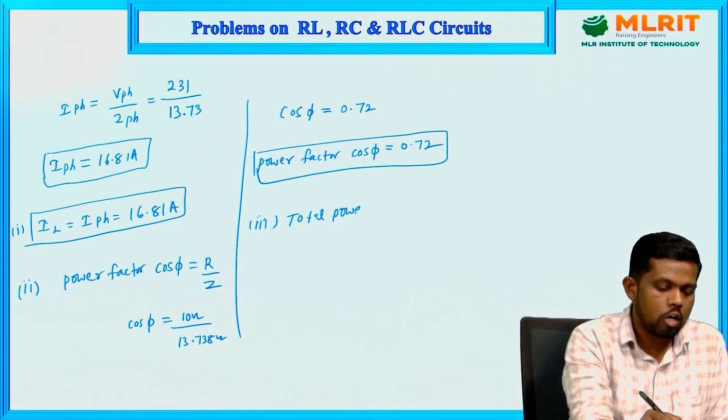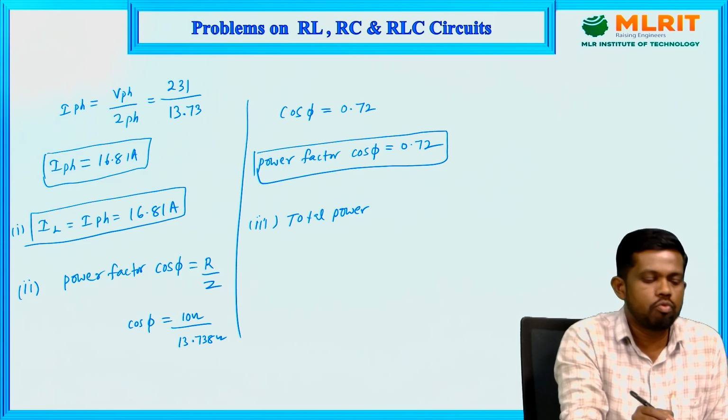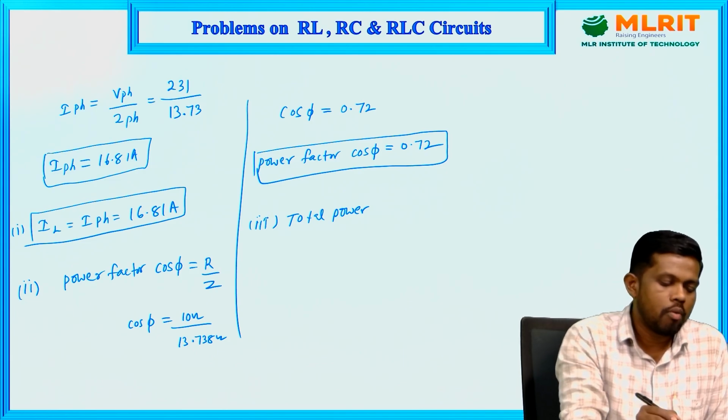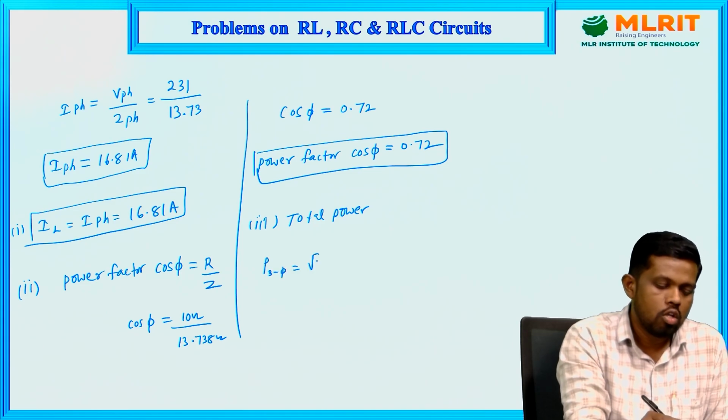Total power. Before getting the total power, we need the power in each phase, and we have also derived the formula for power in each phase. Power in a 3 phase network equals root 3 times VL times IL times cos phi L. This is the formula we have already derived in each network.